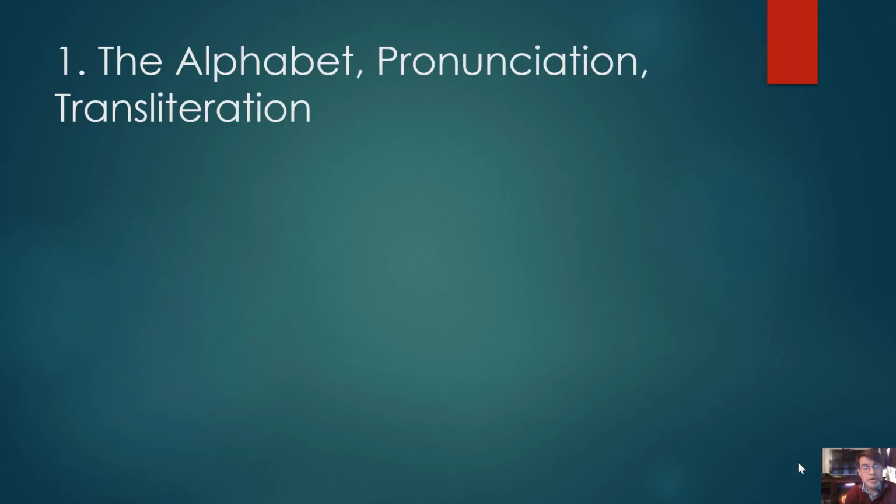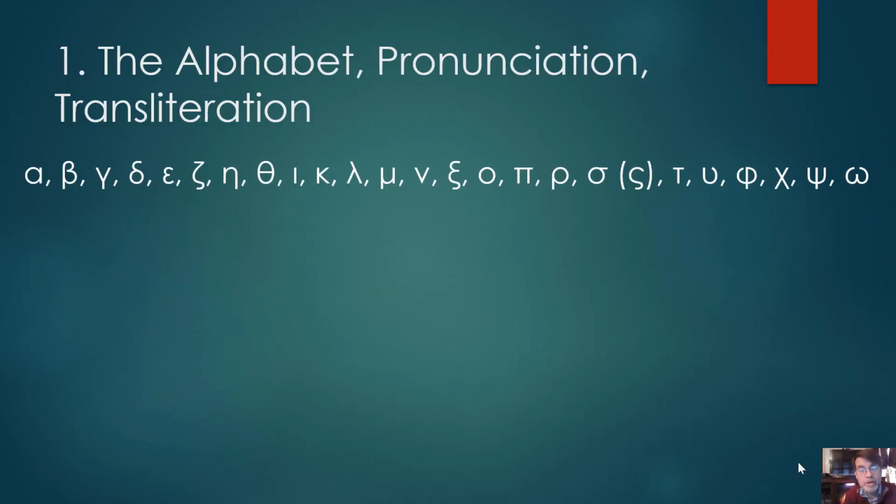Of course, the first thing you should learn if you're learning a language like Greek that uses a different alphabet is that alphabet. You should learn the pronunciation of the letters. You should learn how to transliterate them, which is to put them into the form of, say, English letters for us. Now, we're using what's called Erasmian Greek pronunciation.